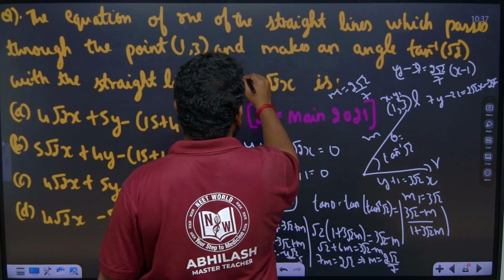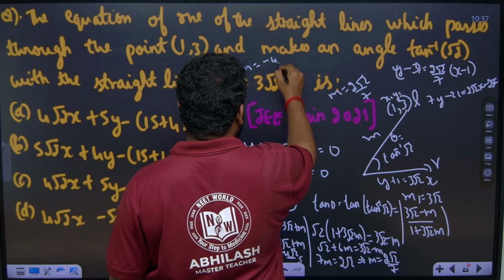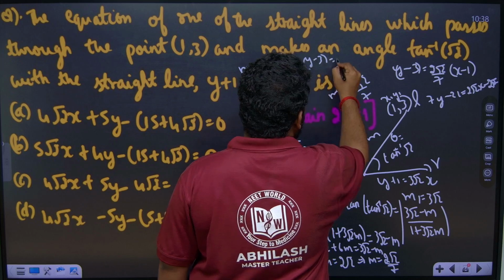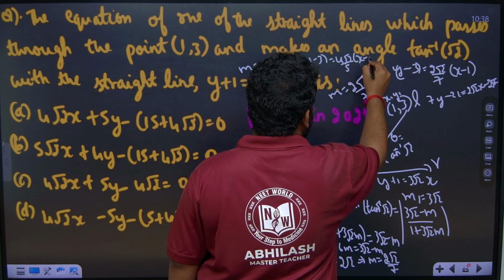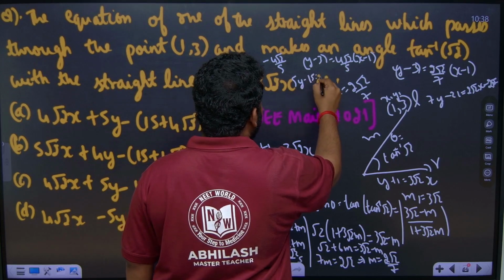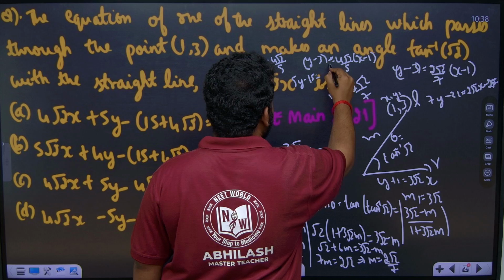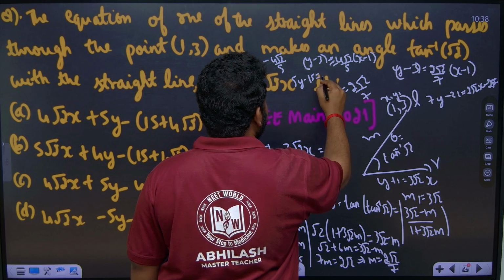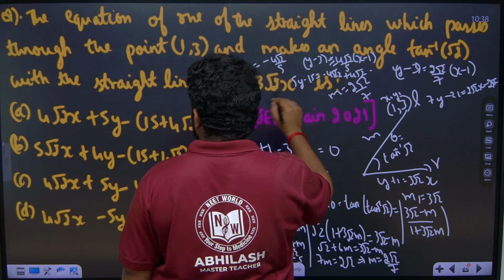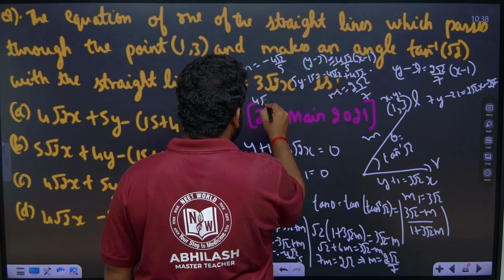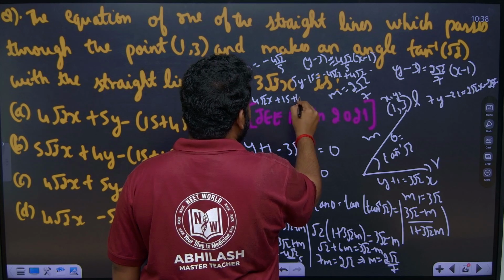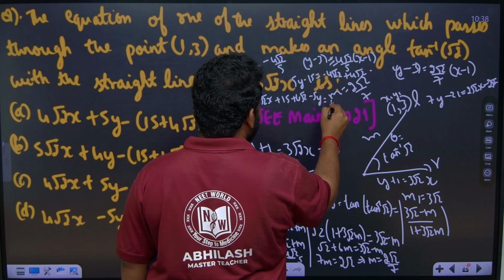Let me take m is equal to minus 4 root 2 by 5. This will become y minus 3 is equal to minus 4 root 2 by 5 into x minus 1. Now solve this. 5y minus 15 is equal to minus 4 root 2 into x minus 1, that is minus 4 root 2 x plus 4 root 2. So if I solve this, I will get 4 root 2 x plus 15 plus 4 root 2 minus 5y is equal to 0. This is what I get.